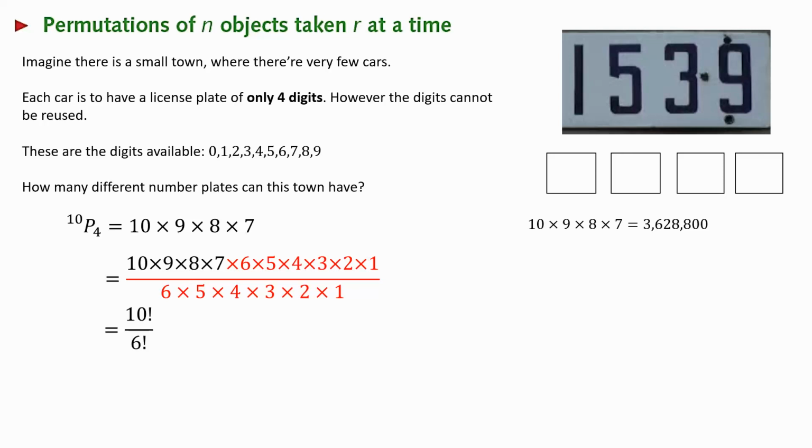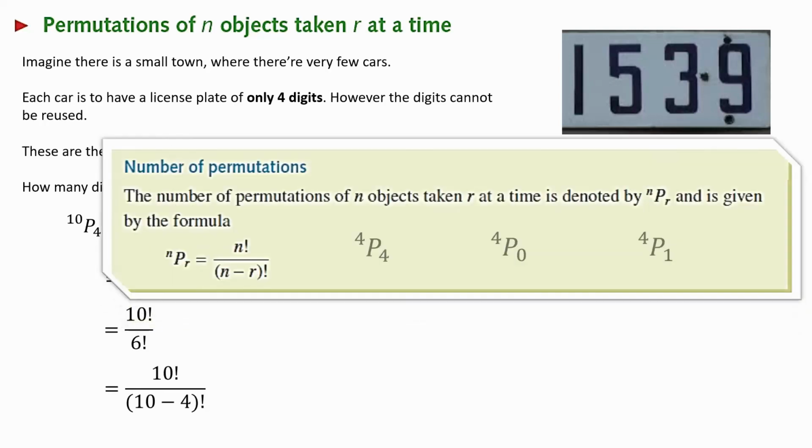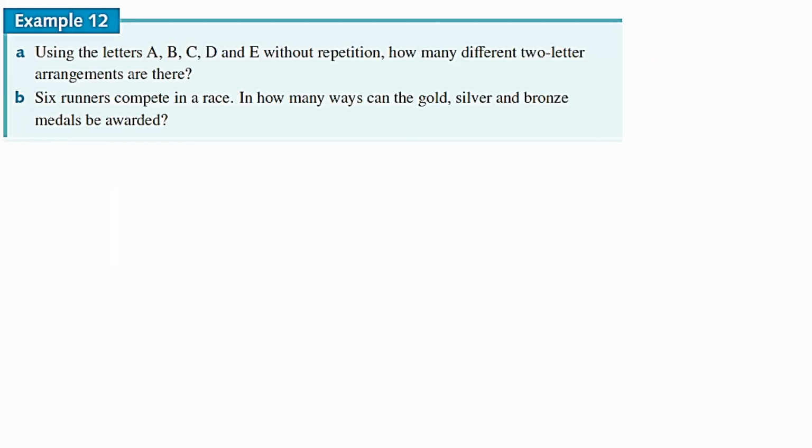All right. Let's put your understanding to a test. Let's try an example. Using the letters A, B, C, D, and E, so I've got 1, 2, 3, 4, 5, without repetition, how many different 2-letter arrangements are there? So think about it, you've got 5 letters to choose from, without repetition, so I don't want repetition. Once you use an A, then you can't use an A again. How many different ways can I do that? And if you were to do it, how would you do it? What would you do for A?